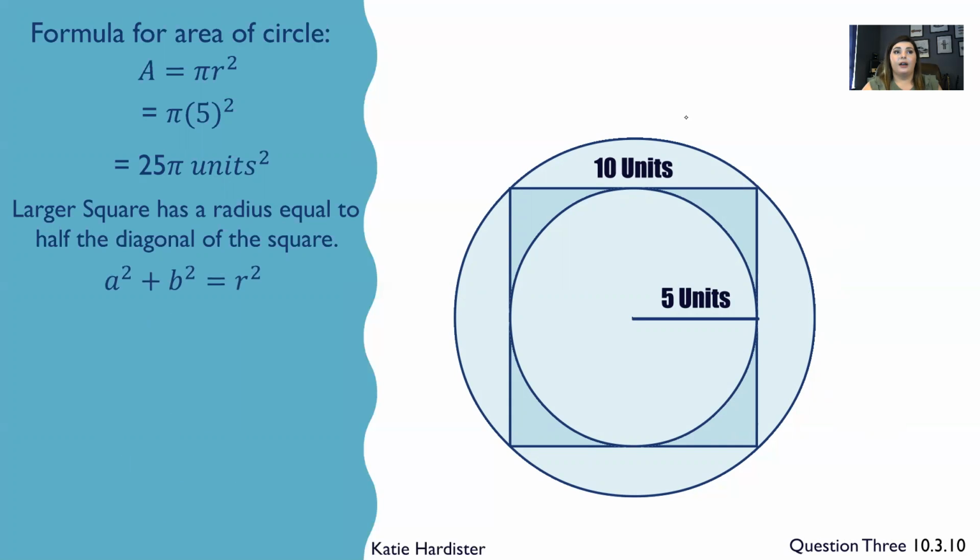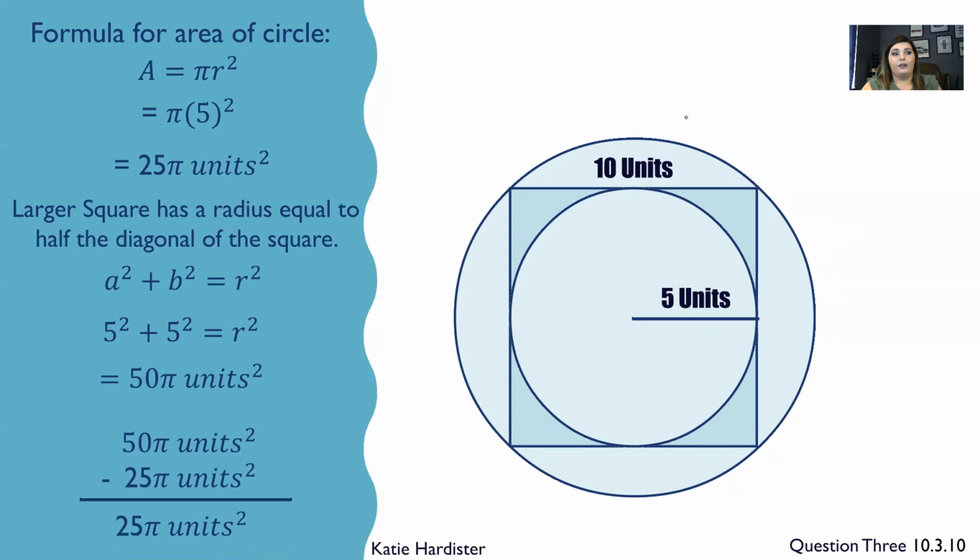For the large square, it has to have a radius equal to half the diagonal of the square, meaning the formula would look like a squared plus b squared equals r squared. So that's going to be 5. So 5 squared plus 5 squared equals r squared. And so if we did that, it would equal 50 pi units squared. So if we, of course, input both of those in, then we would see that number again down here. We subtract those, and we would see that we are correct just by checking ourselves.